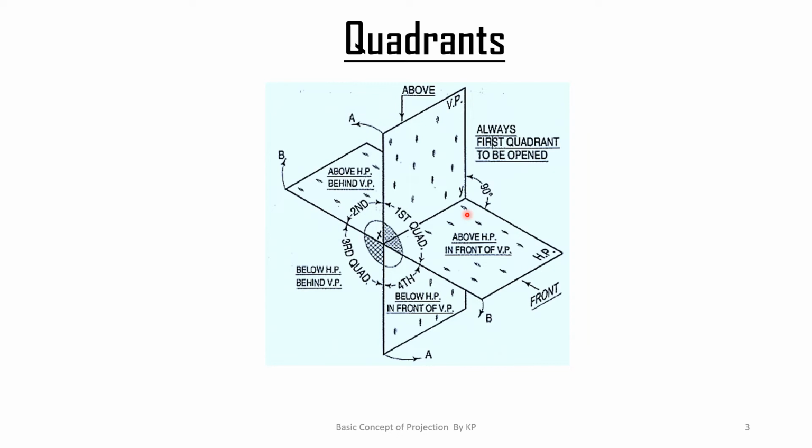Or the other way is we rotate the HP in the clockwise direction by an angle of 90 degrees, so that both VP and HP are in the same plane. Means they are representing the projection of the object on the plane drawing sheet.